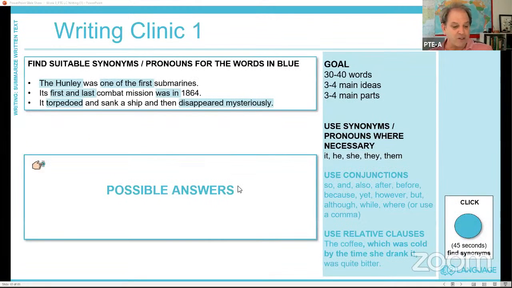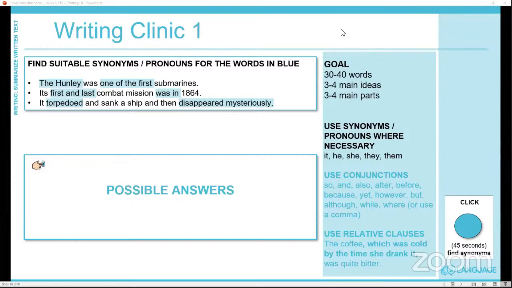First of all, let's practice synonyms and pronouns. These words or phrases are highlighted in blue. See if you can find a suitable synonym, a word that means the same thing, or a pronoun to replace those phrases or groups of words in blue, and write it into the chat box. So we're using pronouns and synonyms. Write them into the chat box.